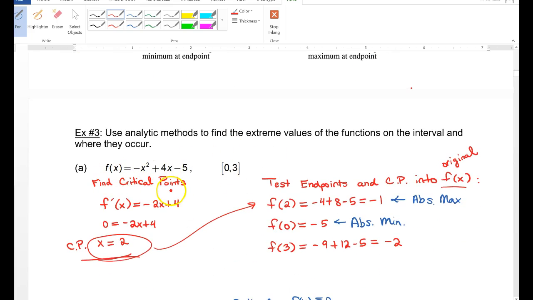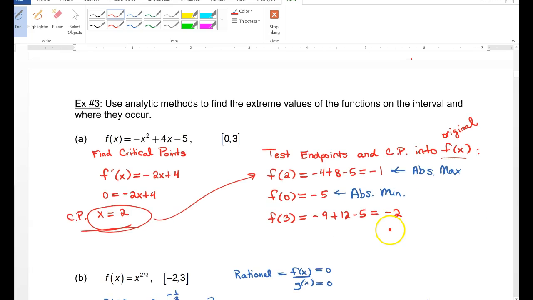So we had to find the critical points. And the critical points are where the derivative is equal to 0 or where it's undefined. So this one we set it equal to 0. It's not undefined. We've got a critical point of x equals 2. And then I said, okay, so we have to test the endpoints and the critical points. The largest value we get is the absolute maximum. The smallest is the absolute min.